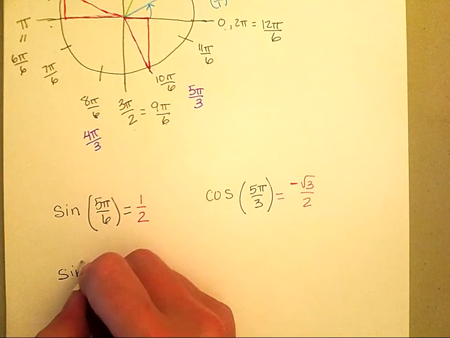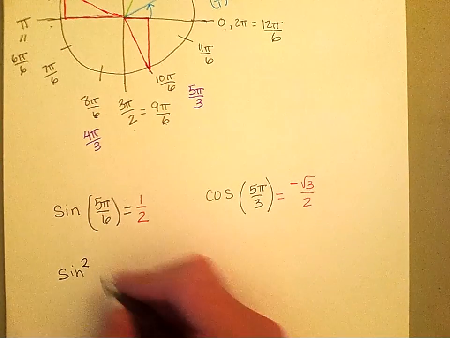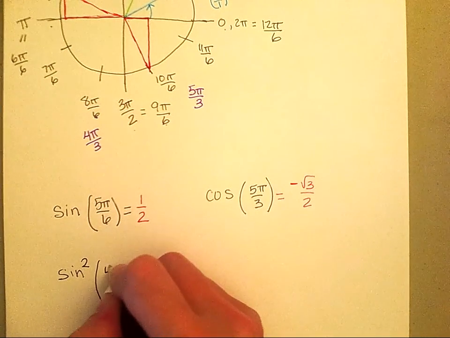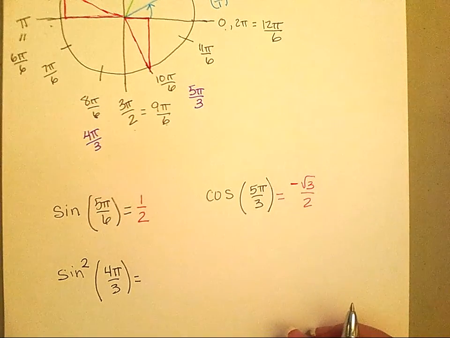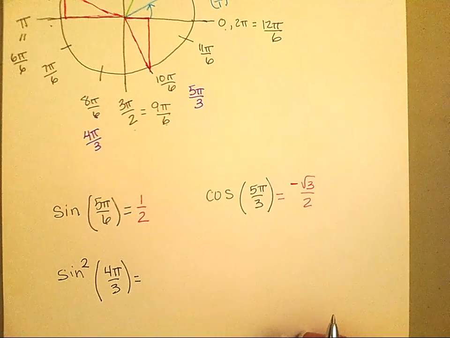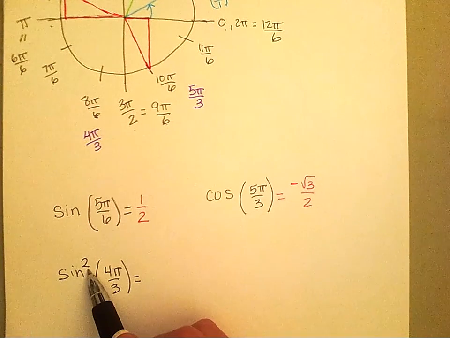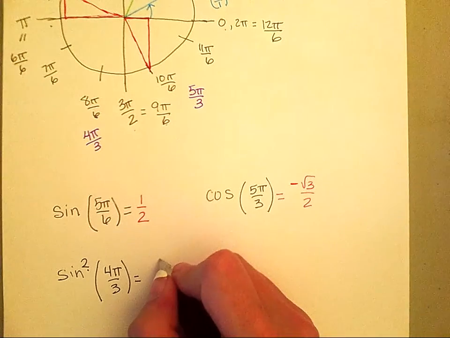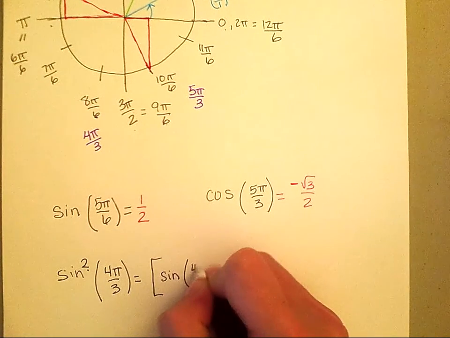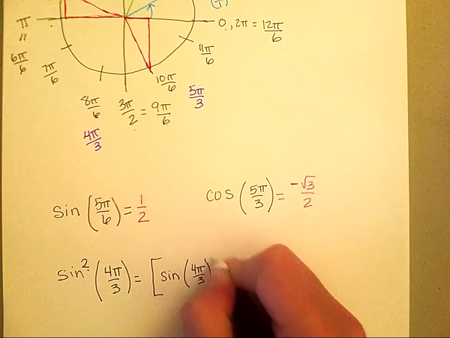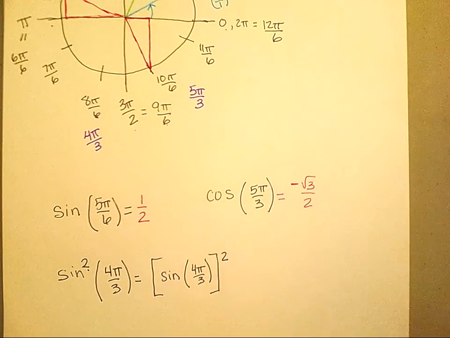What if I wanted to find, if we had this, and I put a squared there, of 4 pi over 3? Okay, so we have to be careful and learn this notation. This is how we write squaring trig functions. What that means is that you take the sine of 4 pi over 3, and then when you're done, you square it.